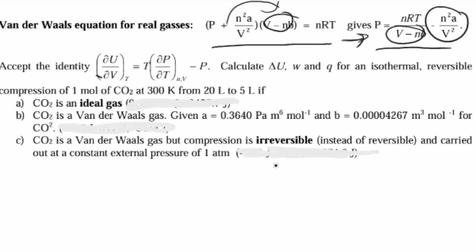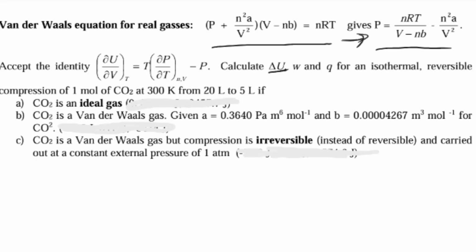Let's read here. They say again, accept this identity that they are giving you. The identity is given by dU/dV at constant temperature is the same as T multiplied by dP/dT at constant number of moles and volume, and then we have minus P.